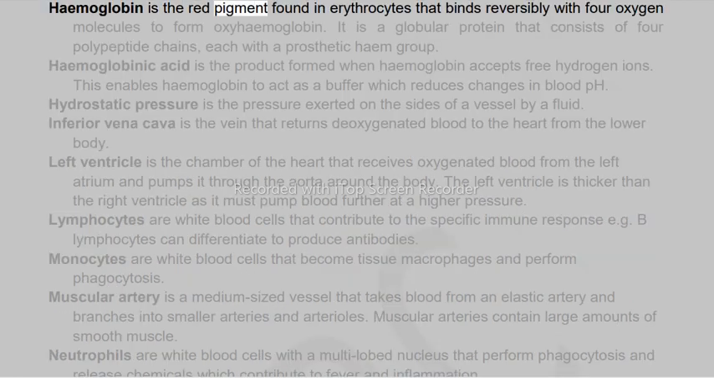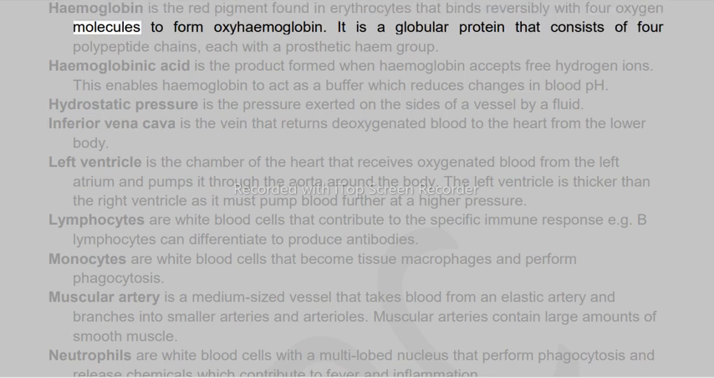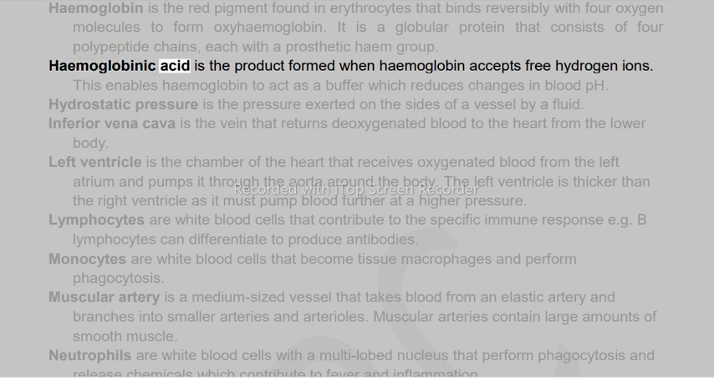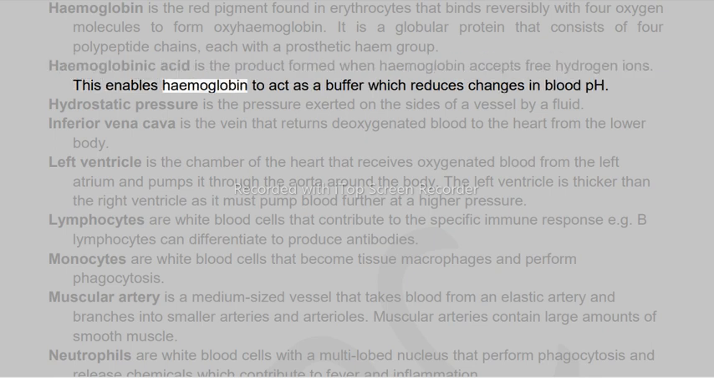Hemoglobin is the red pigment found in erythrocytes that binds reversibly with four oxygen molecules to form oxyhemoglobin. It is a globular protein that consists of four polypeptide chains, each with a prosthetic heme group. Hemoglobinic acid is the product formed when hemoglobin accepts free hydrogen ions. This enables hemoglobin to act as a buffer which reduces changes in blood pH.